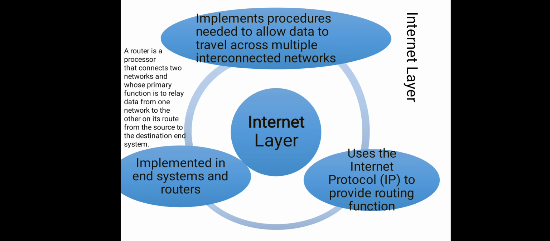Then the internet layer. The internet layer implements the procedures needed to allow data to travel across multiple interconnected networks, that is, to travel across multiple routers. It uses the IP protocol to provide the routing function. It is implemented in end systems and also in routers. A router is a processor that connects two networks and whose primary function is to relay data from one network to the other on its route, from the source to the destination end system.